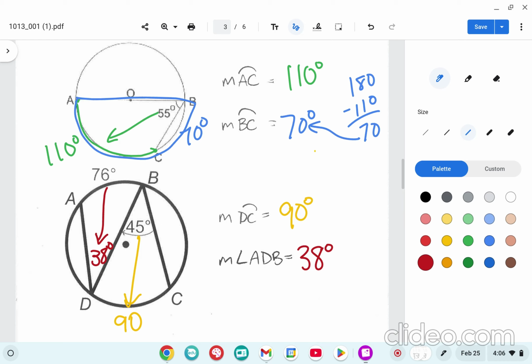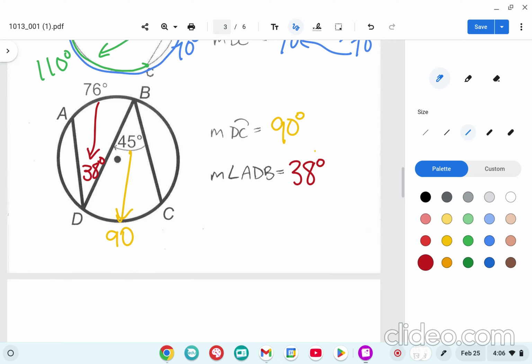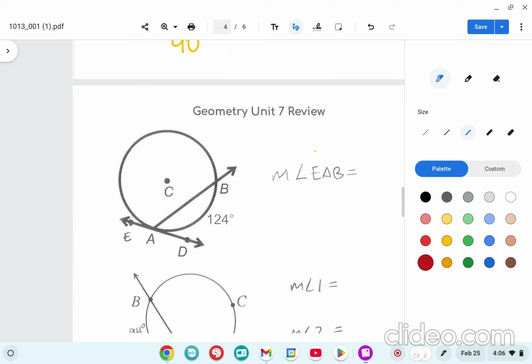All right. Looking down into the next section, we've got more of these.